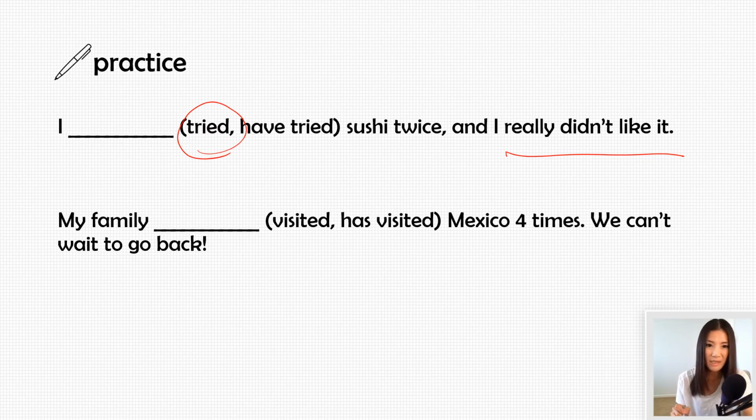The second one says, my family has visited Mexico 4 times. We can't wait to go back. If you can't wait to go back, it's probably going to happen again. You're probably going to go back, so we will use present perfect here.